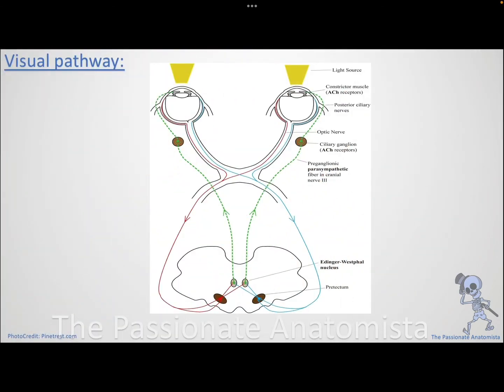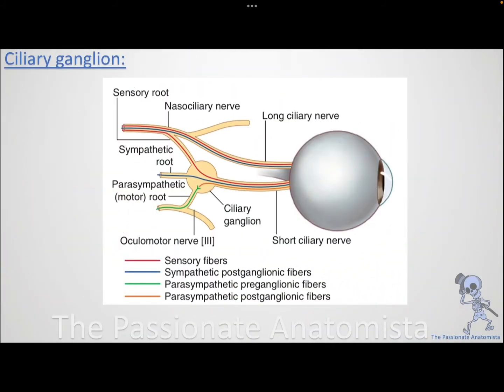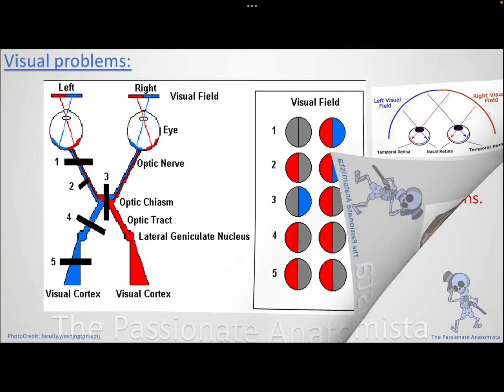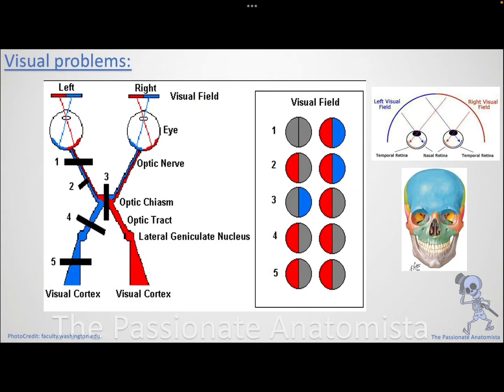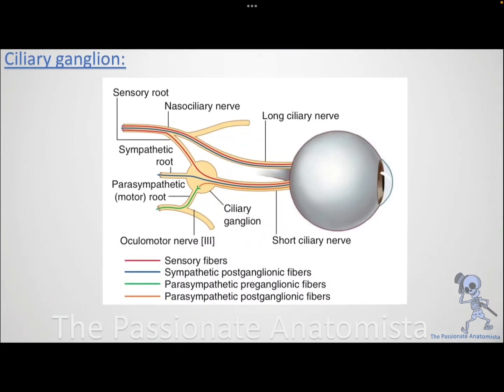The last thing we have here, guys, is the visual pathway. Now, how do we process the information of light, and how can we differentiate between the diseases of the vision? This is the ciliary ganglion. I already talked about the ciliary ganglion. Before we talk about the visual problems, let me tell you the last thing here is the ciliary ganglion.